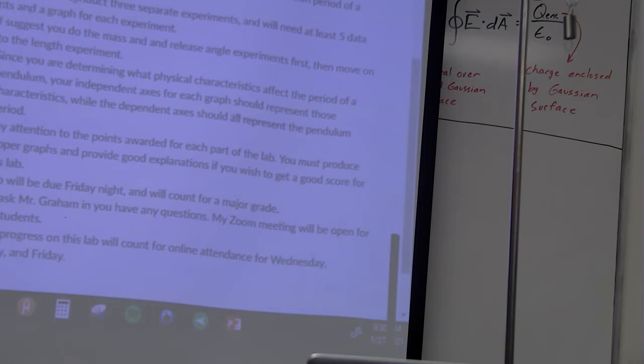You'll need to conduct 3 separate experiments, and we'll need at least 5 data points and a graph for each experiment. I expect the data tables to be properly labeled. I expect the graph to have the proper axes. You're plotting the dependent variable where it goes and the independent variable where it goes. And you need at least 5 data points.